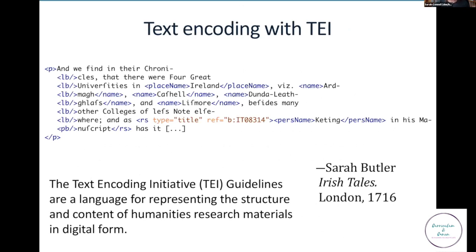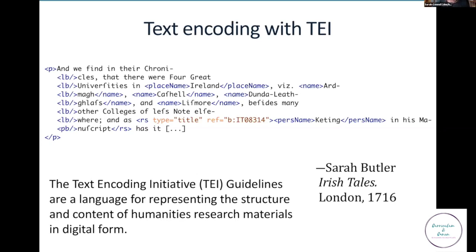We use what are called elements to delineate the features that we're interested in. For example, here we can see a place name element being used to encode the word Ireland. We also see a person name element being used to encode Keating's name. And we can see the names of the universities being marked out with a more general name element. So what we're doing is identifying and delimiting selected parts of this document, for example, saying this is the name of a place, and it starts here and it ends here.